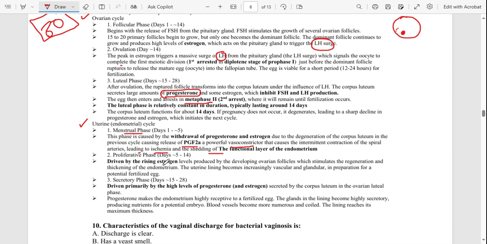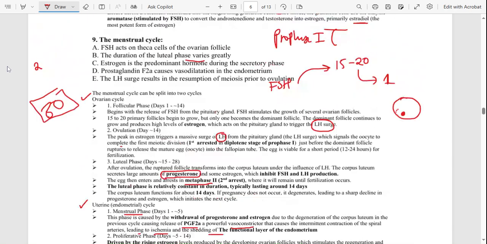This rise in estrogen is what causes the endometrium to start proliferating. The next phase is the secretory phase, from day 15 to 28, which corresponds to the luteal phase. This is driven by high levels of progesterone. That's why the glands dilate and the blood vessels dilate and become more tortuous to bring more nutrients to this area. So these are the phases of the menstrual cycle.